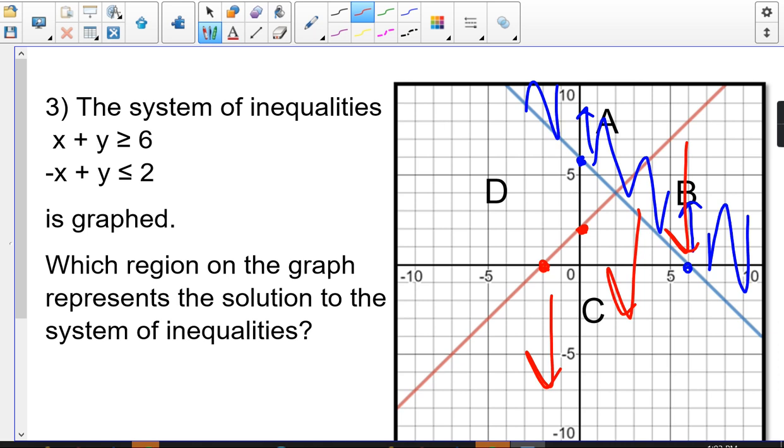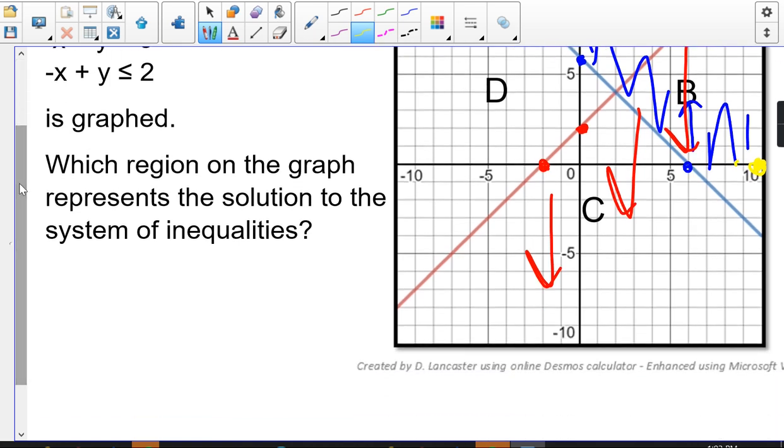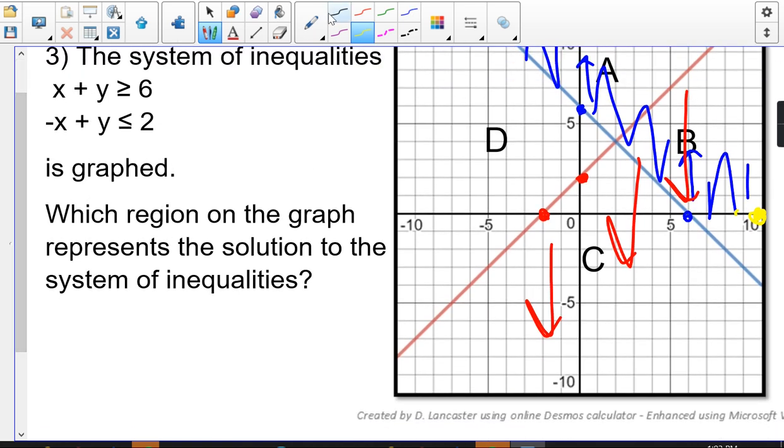So I am going to use yellow to point out that point. We're going to go right here. Why? Because (10, 0) is a pretty simple point to use. I believe that's 10, maybe right here. So the point (10, 0) is definitely in that region B that we would like to think is our solution. So let's try that point (10, 0) in both inequalities.